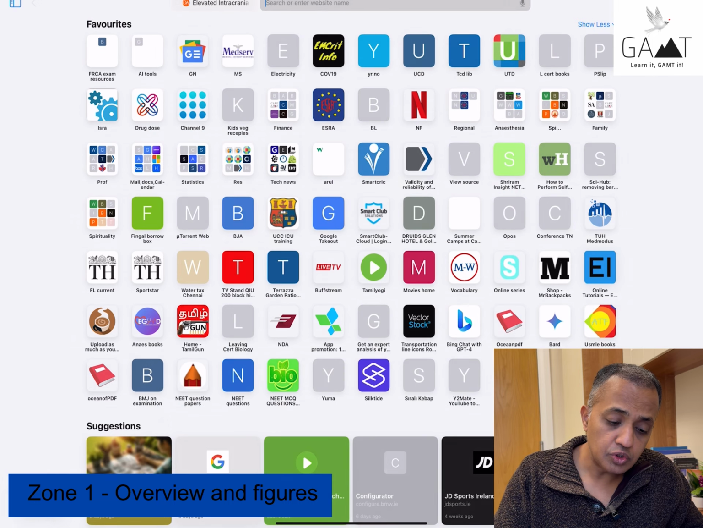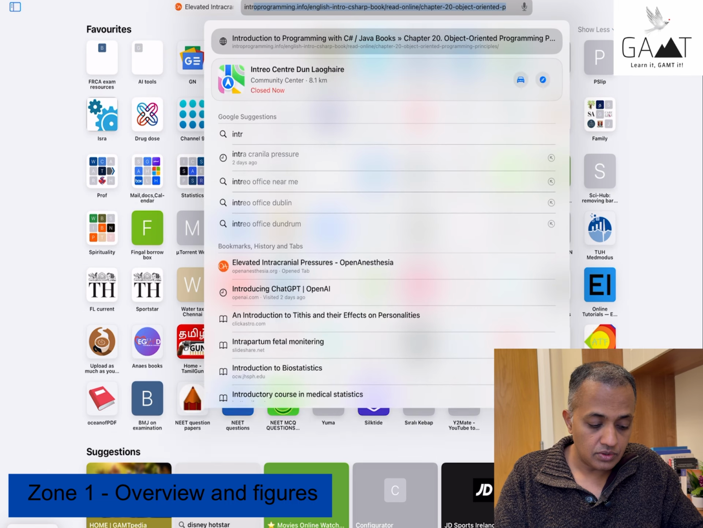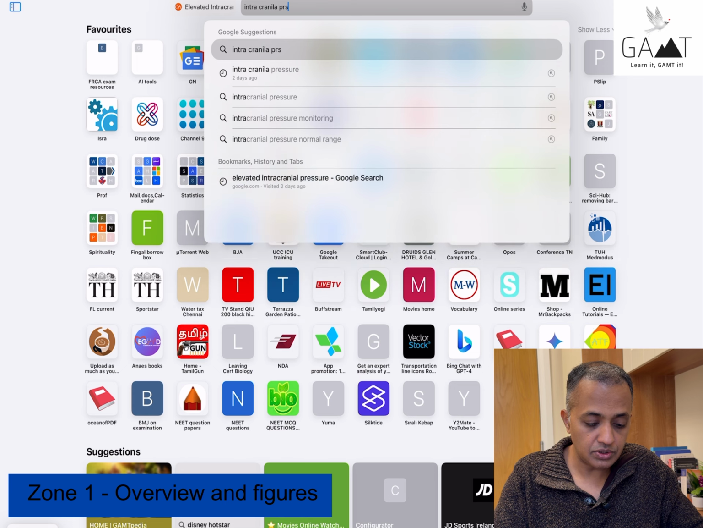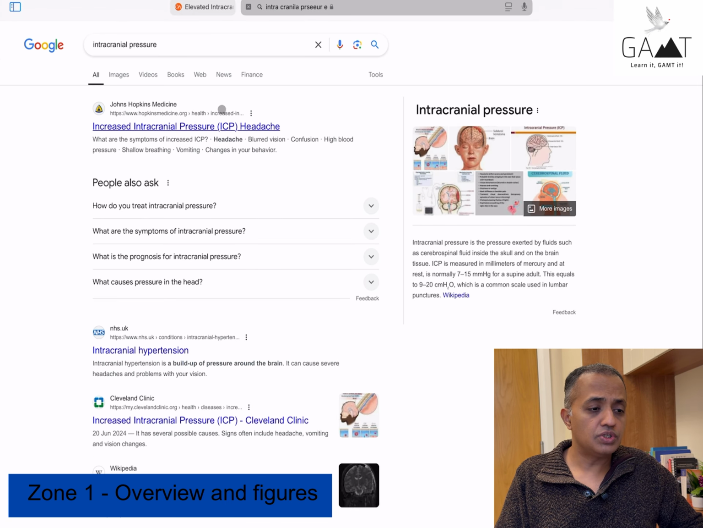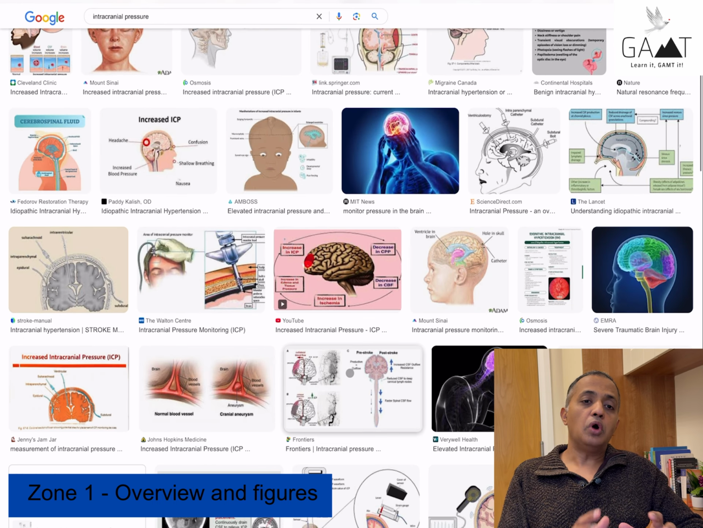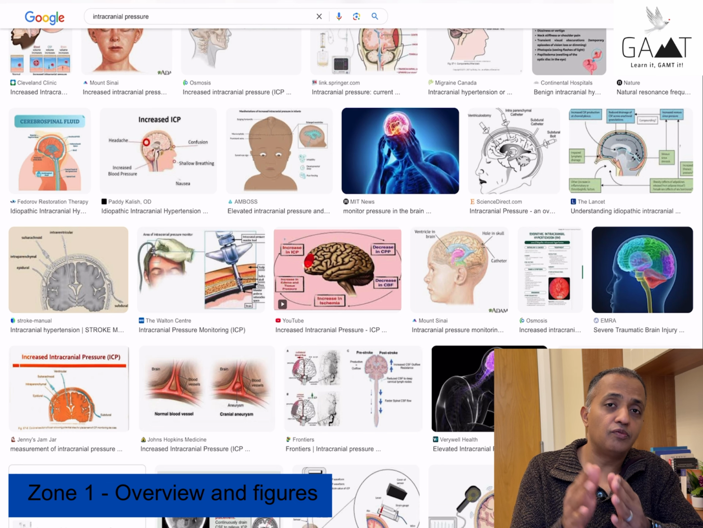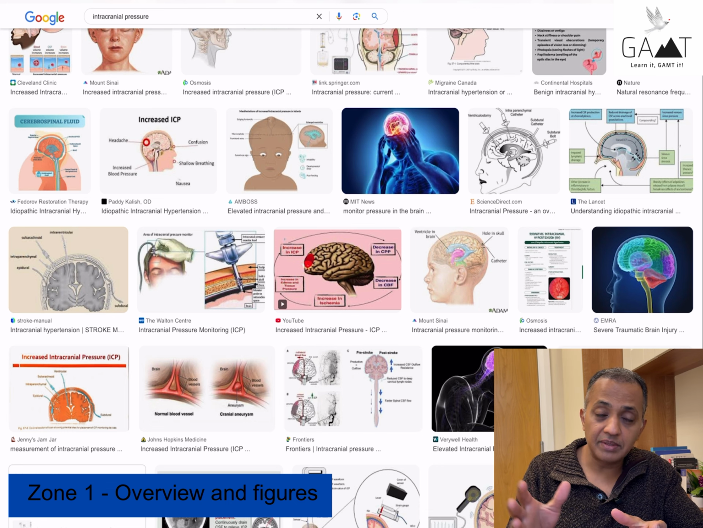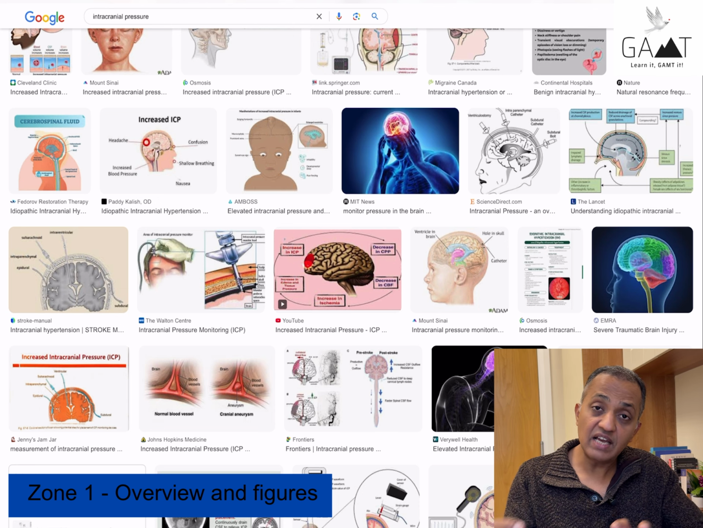What you can also do is go to Google and type in intracranial pressure, and you enter. Then you go to the images bar and just look at all the images. Depending on your context, whether you're preparing for your anesthesia exam, or a medical school exam or physiology exam, etc., you can select the images and figures that suit your particular learning. And then you can save it in the same place.